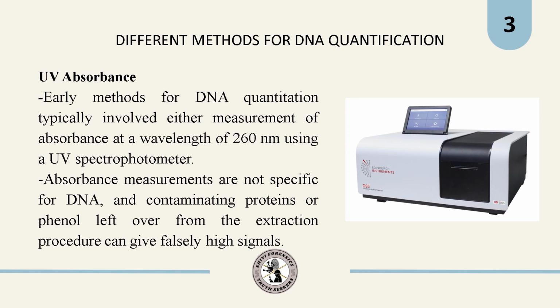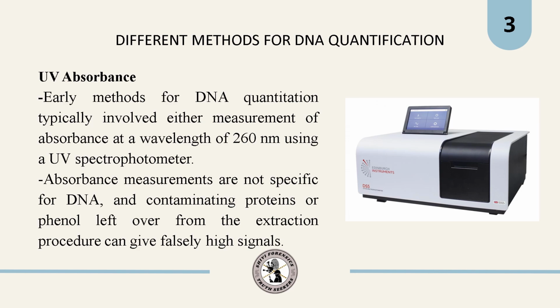In this method, the instrument called UV spectrophotometer is used to record the absorbance of the DNA sample at the wavelength of 260 nanometer. This absorbance corresponds to a particular concentration of DNA and helps us determine the amount of DNA in the unknown sample.